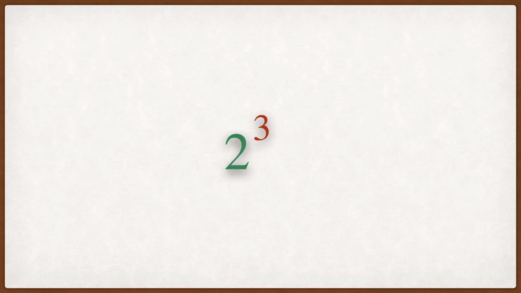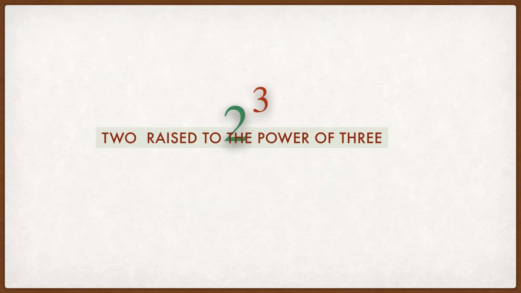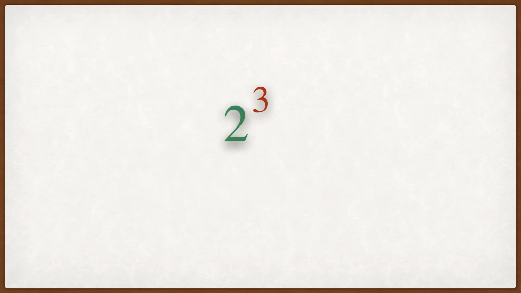For more than one, we call this indices. 2 is called the base number, and the whole term is said to be in index form. We use phrases like 2 to the power of 3, or 2 raised to the power of 3, or simply 2 cubed to refer to these terms.